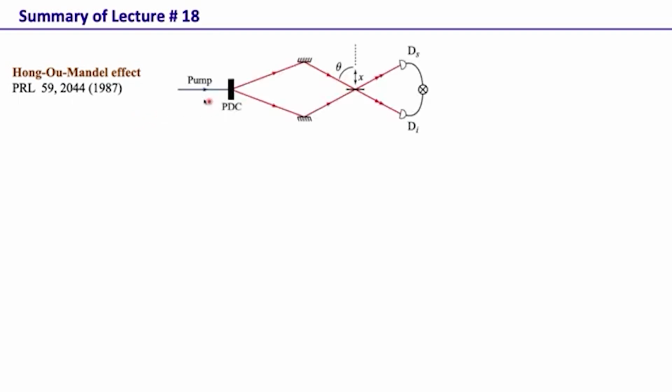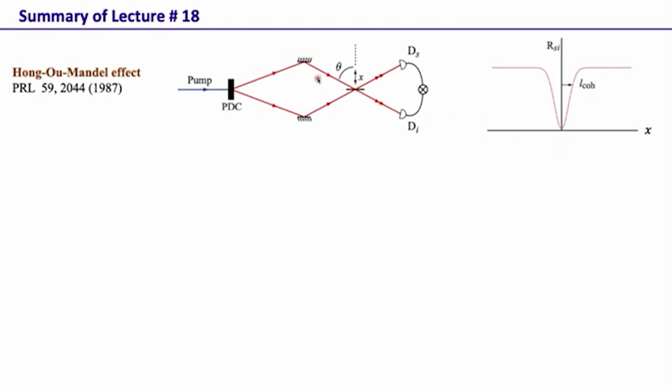In this effect, the two entangled photons arrive and mix at a beam splitter, and then they go in two different directions, and one looks at them in coincidence. Now one moves this beam splitter, and as a function of the beam splitter displacement, one looks at the coincidence count rate. What we find is that the coincidence count rate has a profile where there is a null at x equal to 0.